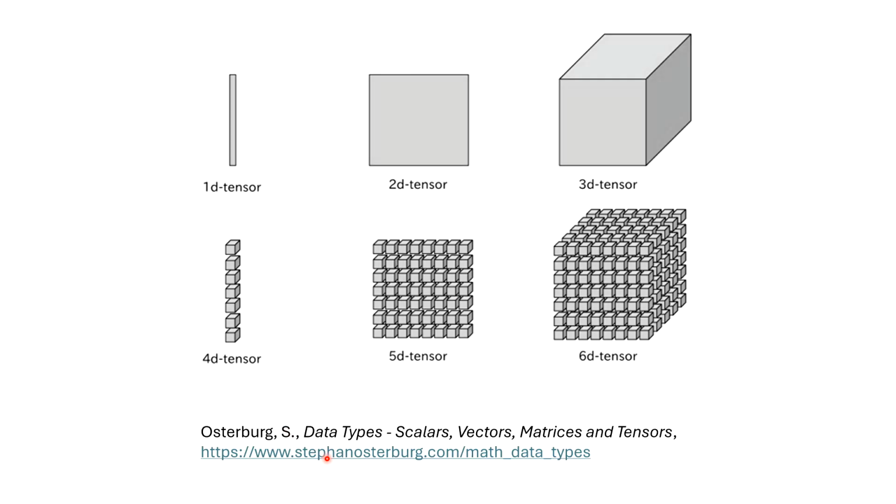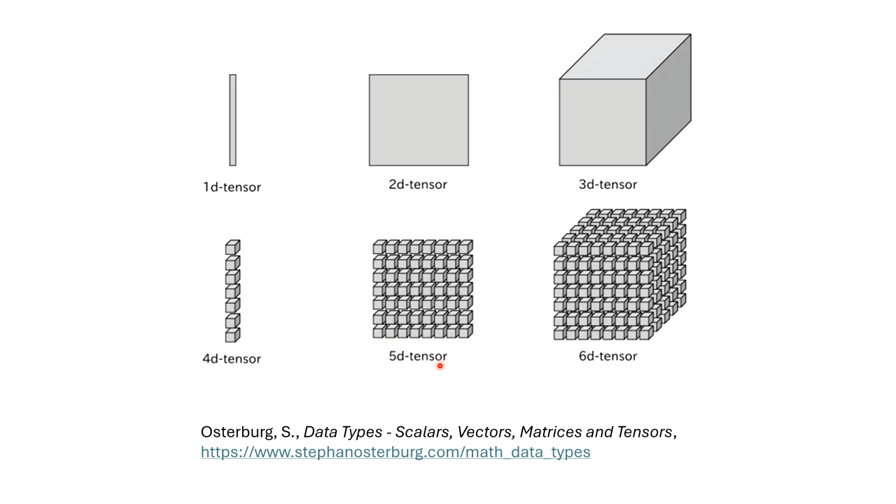This picture is from an online article. I gave the reference here. So you have a one-dimensional tensor, he didn't bother to talk about the scalar, then a two-dimensional matrix, and three-dimensional like our Python program. Then if you take a bunch of these, you have four-dimensional, so it's a collection of three-dimensional tensors.